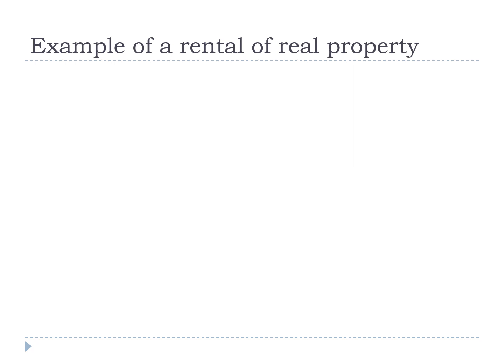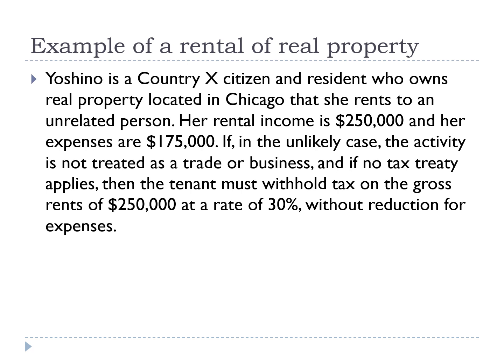Here's an example of rental real property in the United States. Yoshino is a Country X citizen and resident who owns real property located in Chicago that she rents to an unrelated person. Her rental income is $250,000 and her expenses are $175,000. If, in the unlikely case, the activity is not treated as a trade or business, and if no tax treaty applies, then the tenant must withhold tax on gross rents of $250,000 at a rate of 30% without reduction for expenses.